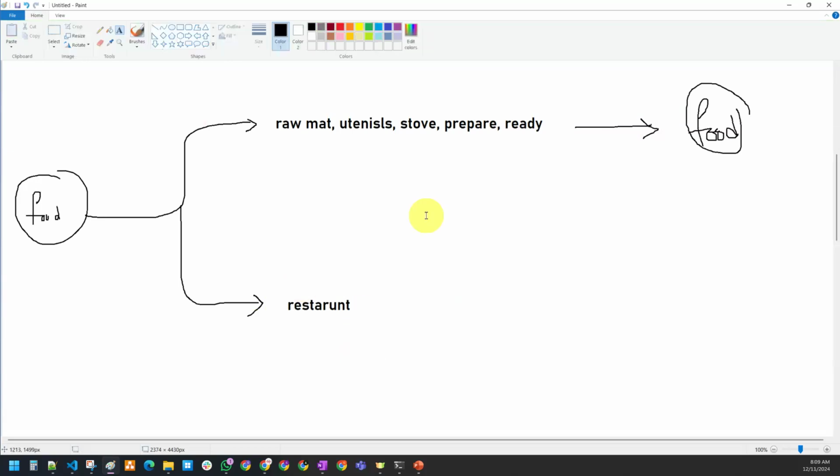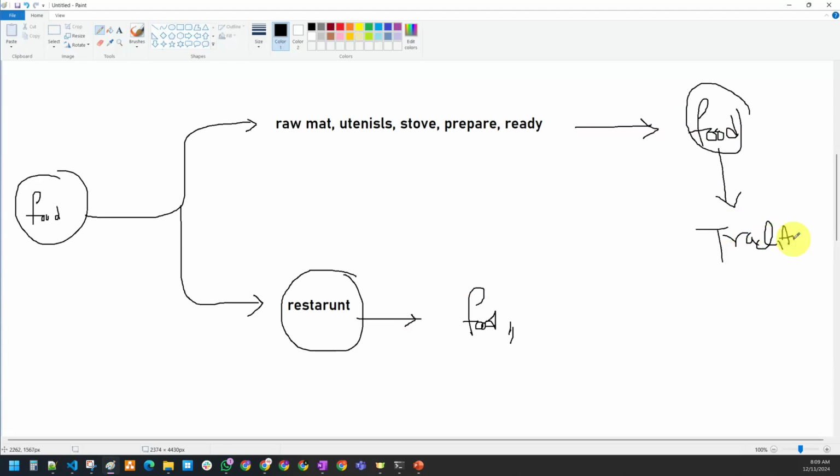So the simple method is that you can have your food ready by just ordering it or by just visiting the restaurant. Either way, it's your choice, your company's choice. This is called the traditional method, and this is called the cloud method.